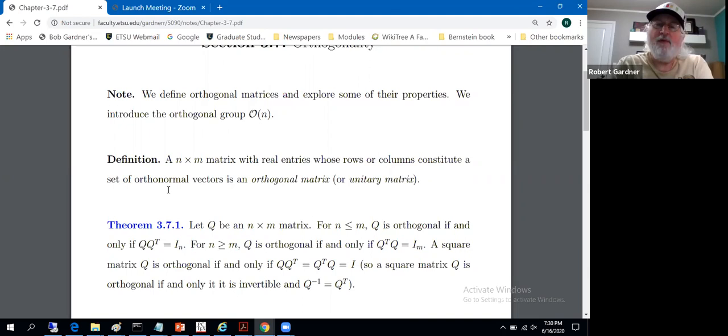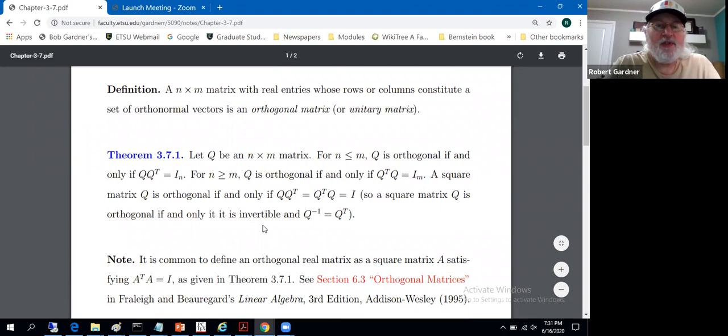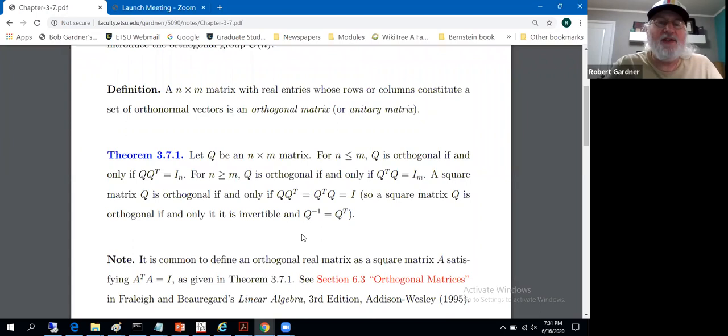Now, whether it's rows or columns will be affected by the dimensions of the matrix if it's not a square matrix. And as we'll see in this first result, it's the smaller of these two dimensions that determines whether it's rows or columns that forms an orthonormal set. And theorem 3.7.1 actually gives us a slightly cleaner way to classify matrices as orthogonal. It gives us a computational way to recognize them, maybe I should say.